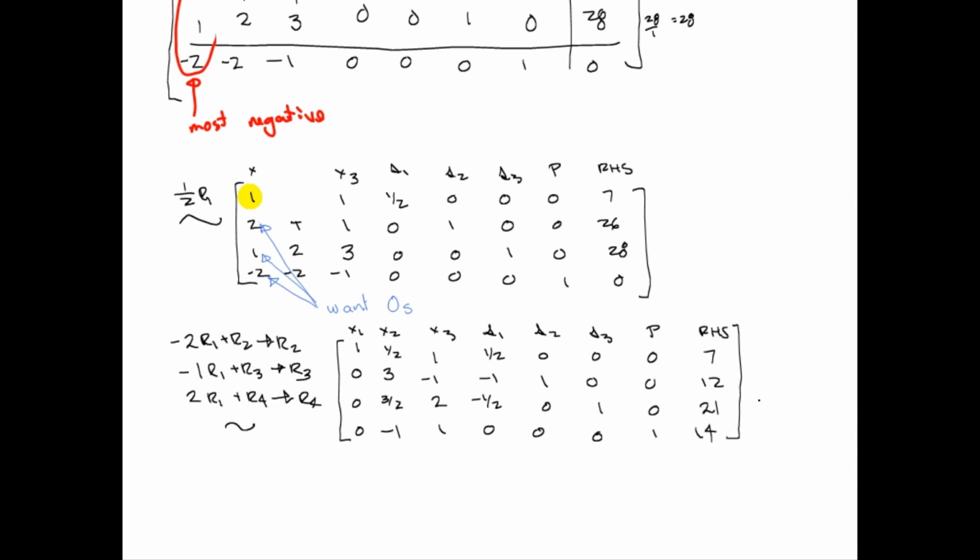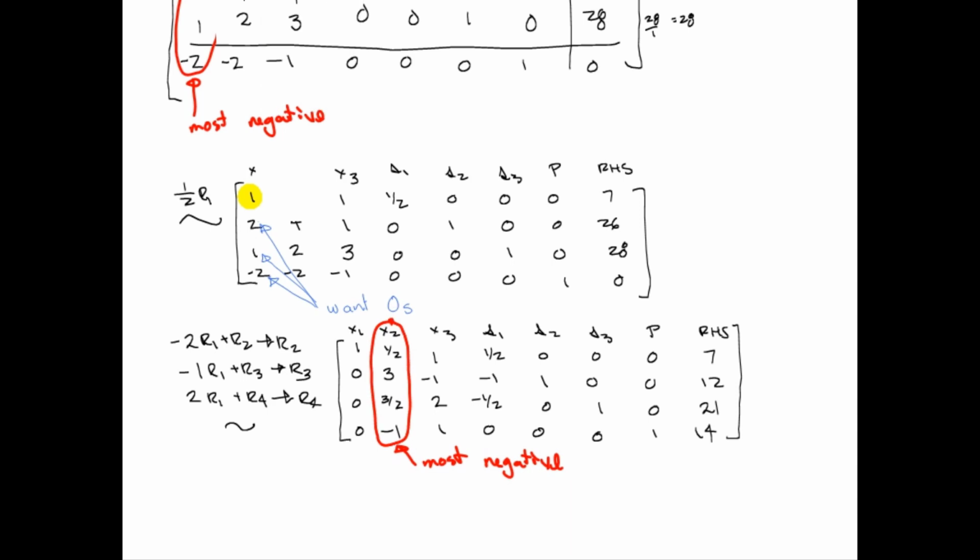Notice that pivot element, that pivot column, has changed into a column that looks like it came from the identity matrix. Now we are going to look for the most negative on the bottom row, which will be right here. That gives us our pivot column.